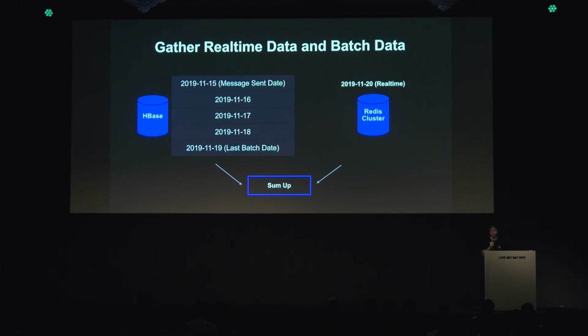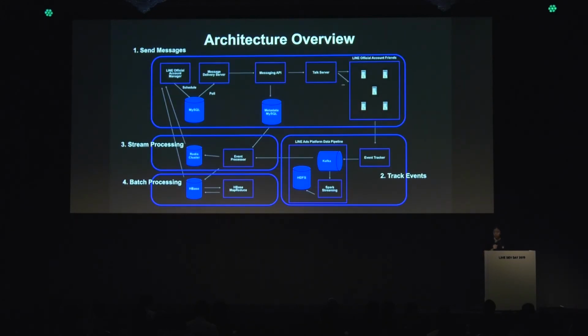I talked about broadcast. For each broadcast, there is unique ID and date of broadcast. So with this pair as a key, we have the unique click number, such metrics are aggregated. From the date of the sending of the message until the final batch processing, HBase has the persistent data, so we would use that data first. And after the final batch processing, we need to get the events from Redis to get the real-time value. And then we would sum them up to have the aggregated value.